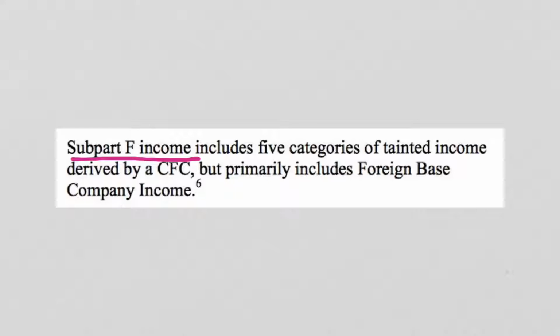So we're going to go through the categories of what's called, I used this term before, tainted income. Look how it's written: derived by a CFC, controlled foreign corporation. So you must have that first. And the definition that we're going to go through the most will be concerning what we call foreign-based company income. But you'll see that as we go through. So what we're about to do, to set up the scenarios, is go into what constitutes Subpart F income. We'll stop there, and that's what we'll pick up next time.